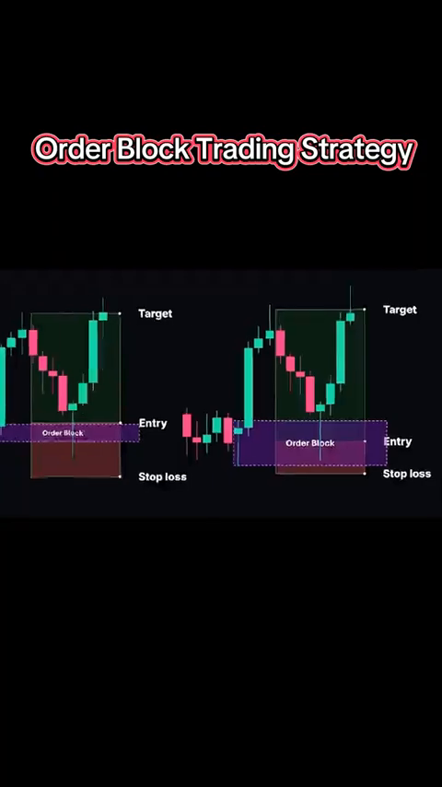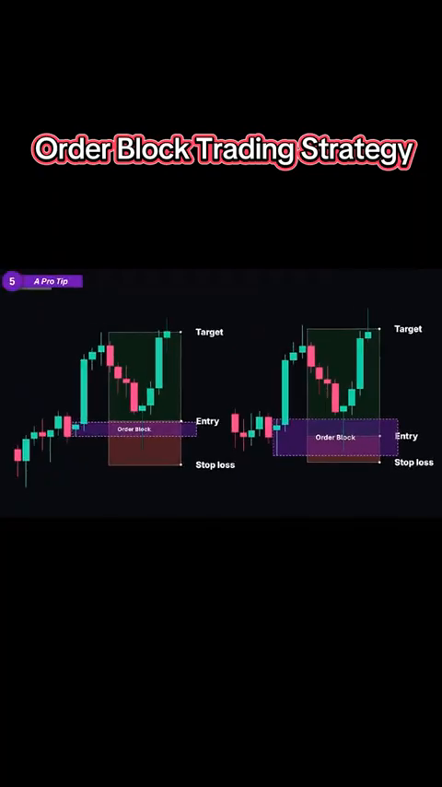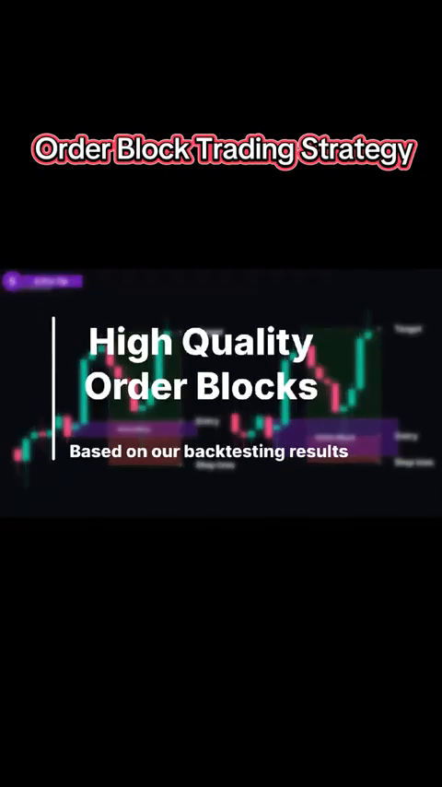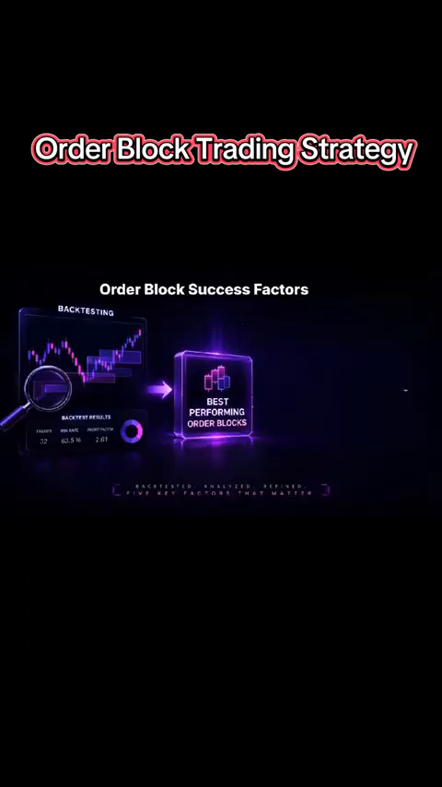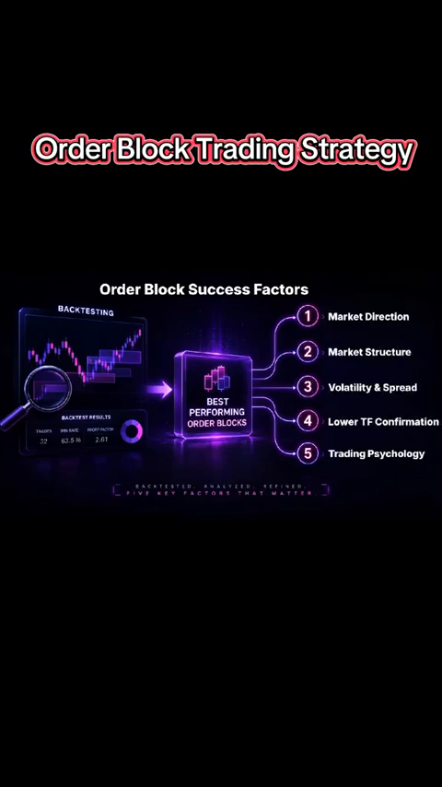Now that you know how to identify and mark order blocks, let's look at what makes an order block high quality based on our backtesting results. During our backtesting, we found that the best performing order blocks shared several common characteristics. The results of our backtesting can be summarized into 5 advanced concepts.